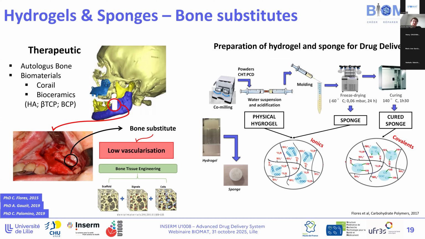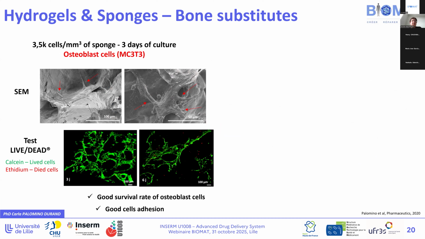So it's very easy to obtain a hydrogel, but Henri will show you in detail just after the preparation of the hydrogel. In this case, we lyophilize and obtain a sponge. We can evaluate in the lab the cytocompatibility of this sponge. We evaluate the interaction with osteoblast cells. As you can see on SEM, we have a good adhesion of osteoblasts on the sponge, and with the live/dead test, you can see an excellent survival rate of osteoblast cells.